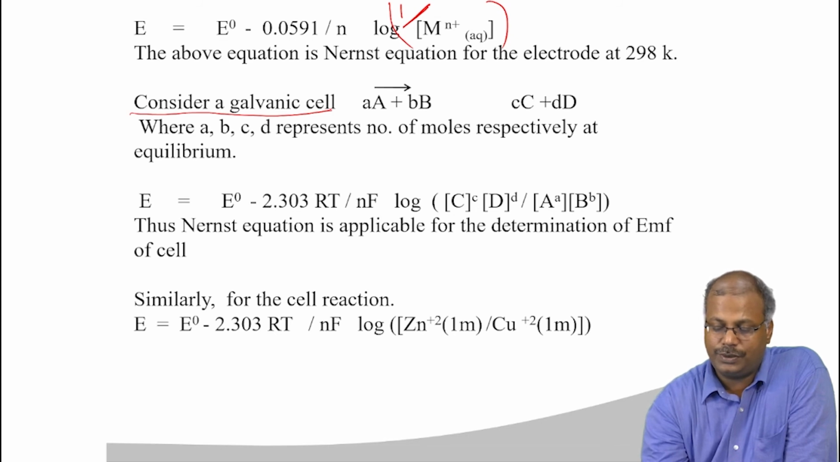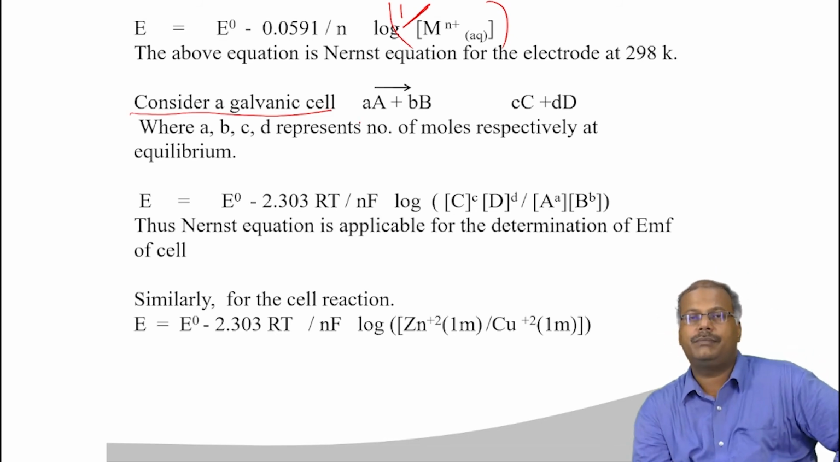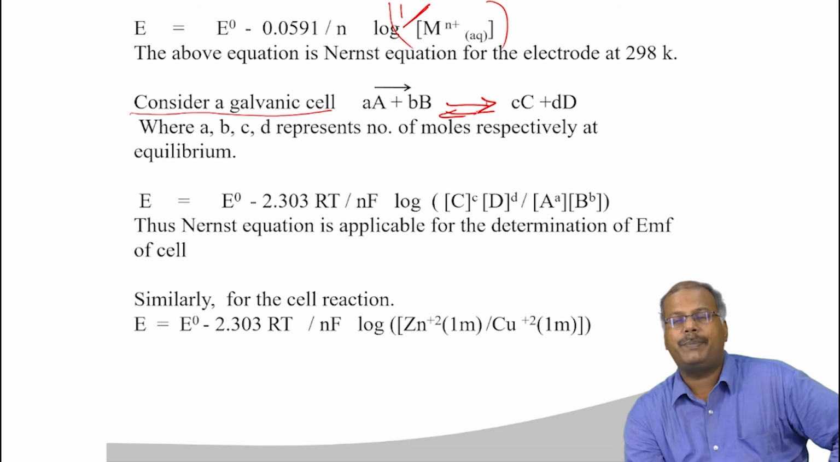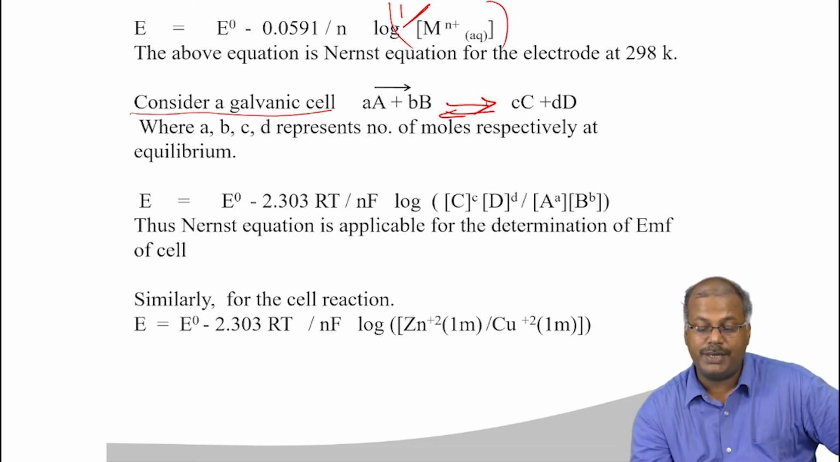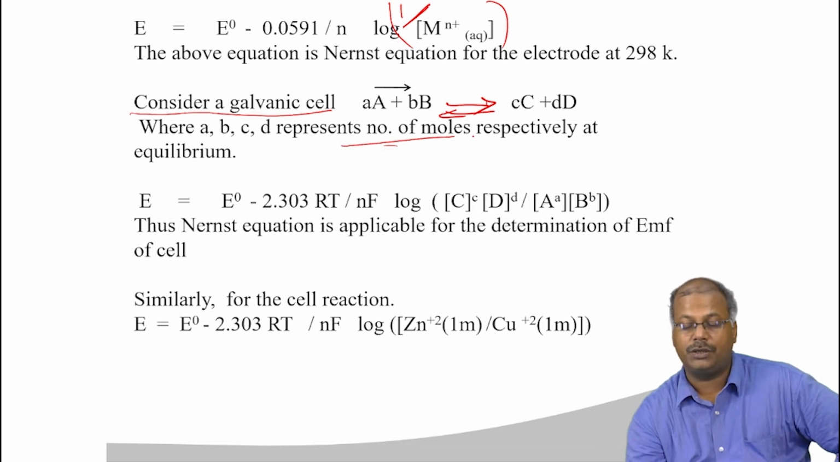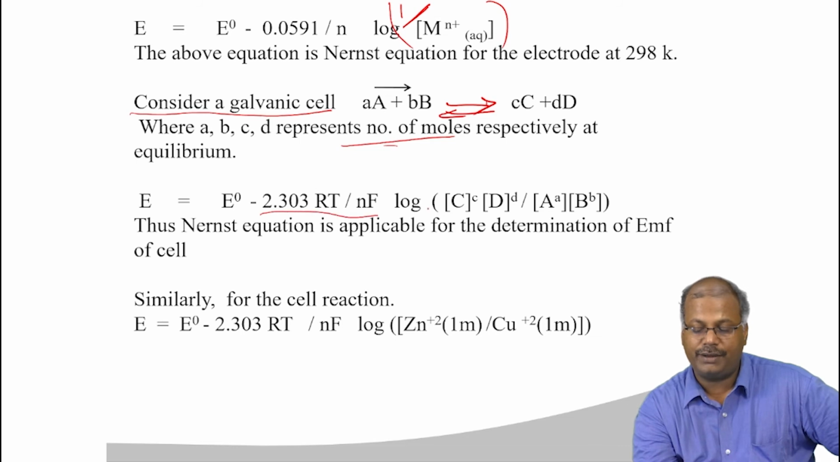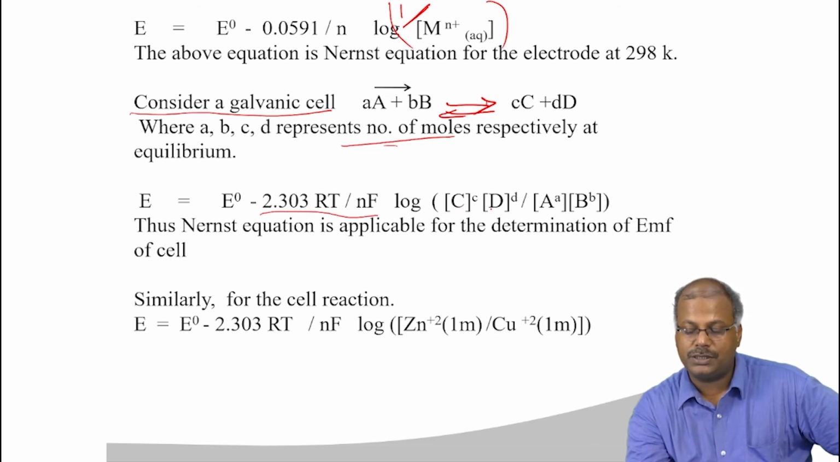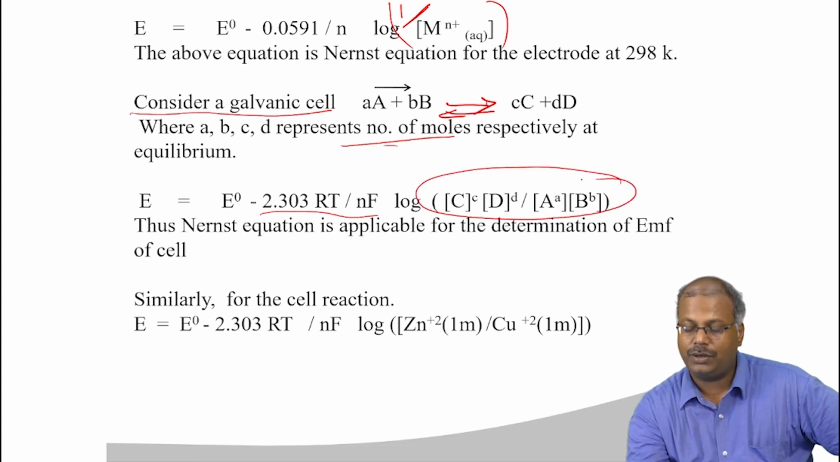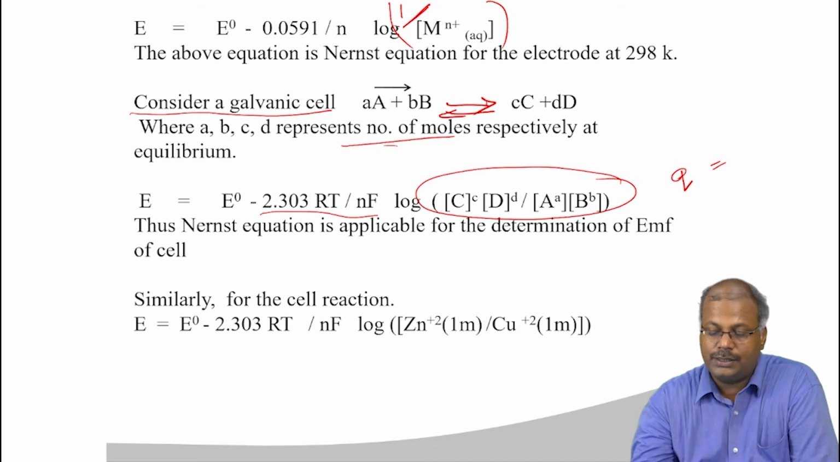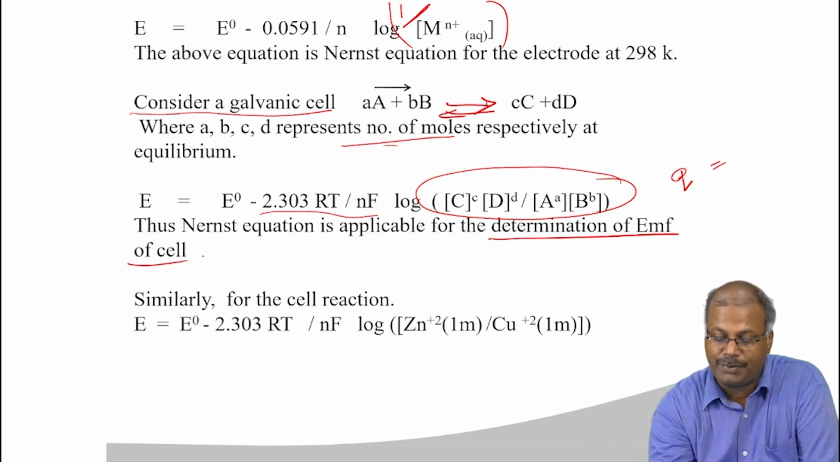So now consider a galvanic cell. Consider a times capital A plus b times capital B, where a and b are the number of moles of the reactants, giving c times capital C plus d times capital D. So a, b, c, d are the number of moles respectively at equilibrium. Here, how will you write the Nernst equation? E is equal to E naught minus 2.303 RT by nF log of the concentration of C to the power c into the concentration of D to the power d by the reactants, which is nothing but what you call Q. Q is the activity of products by the activity of reactants, which we have written before in this form. This Nernst equation is applicable for determination of the EMF of a cell.